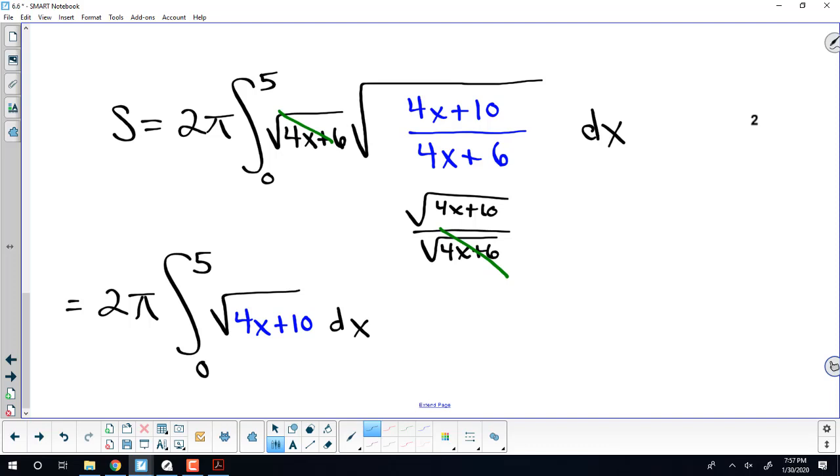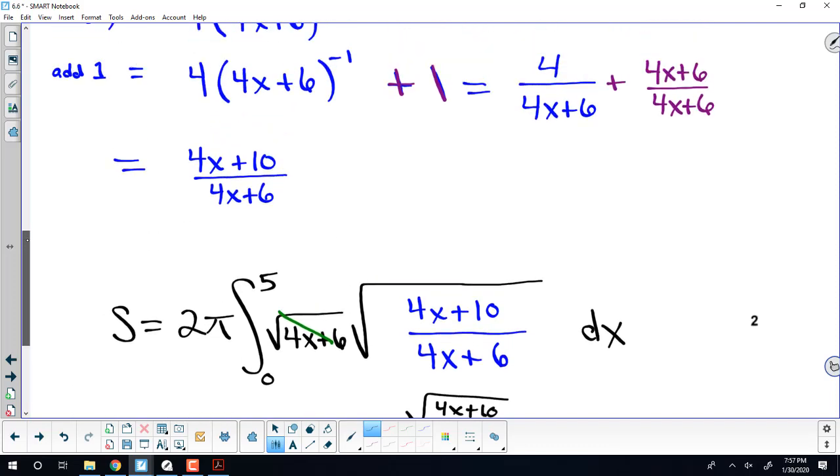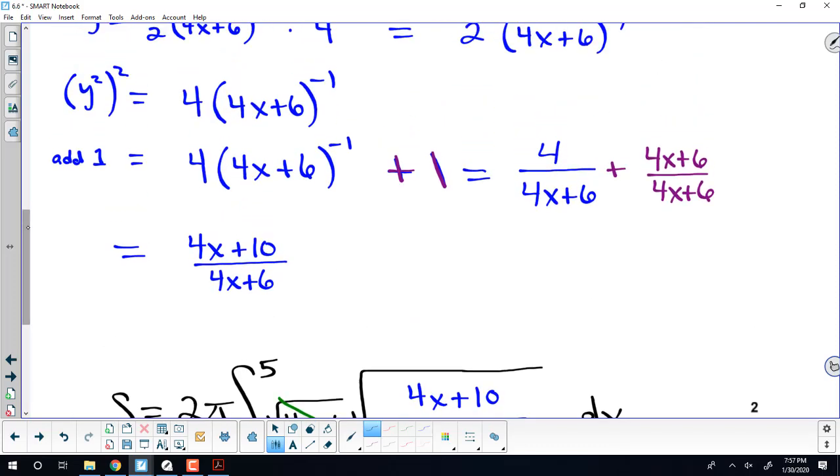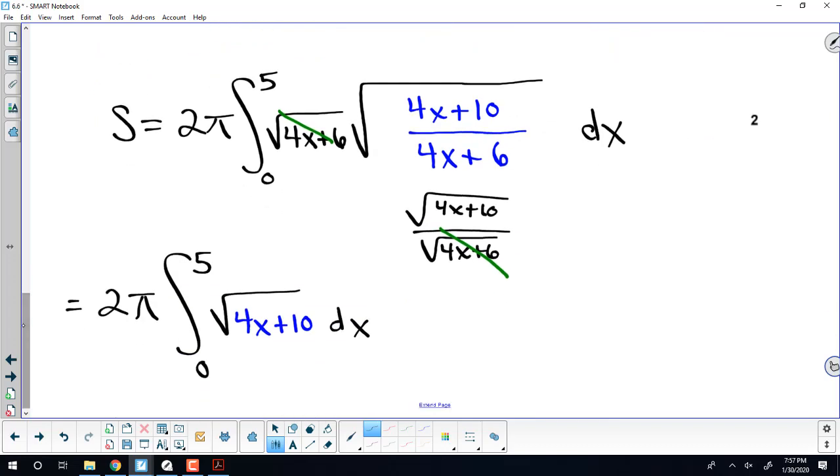So with surface area, for these problems that we have in this section, when you add one, you want to add one in the form of whatever function you have after you squared your derivative, because that will always cancel out with the function f of x out front. Do y'all have any questions?